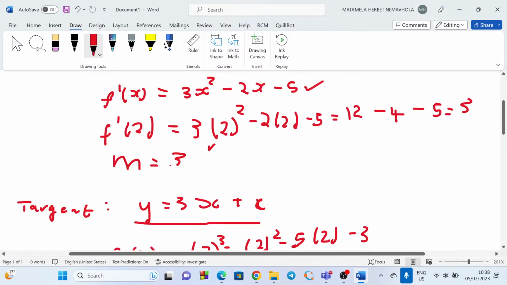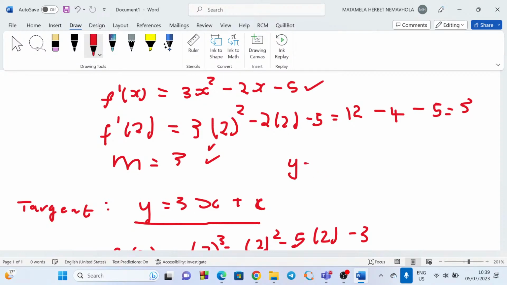It's going to be your gradient. M means gradient. When your f prime of 2 is your gradient, then you can write an equation of your tangent, which is y equals 3x plus c. You substitute m, because remember this equation is like y equals mx plus c. Then you substitute m.